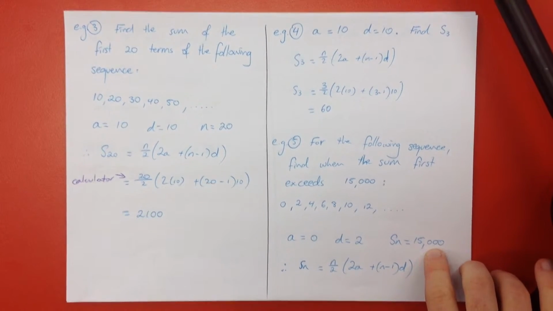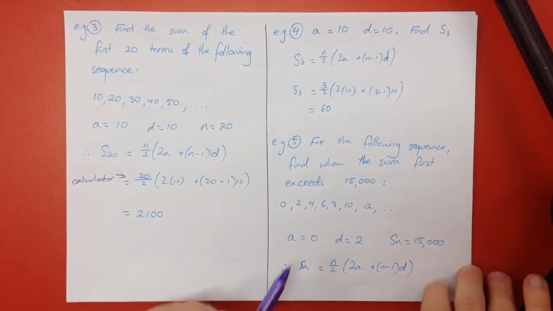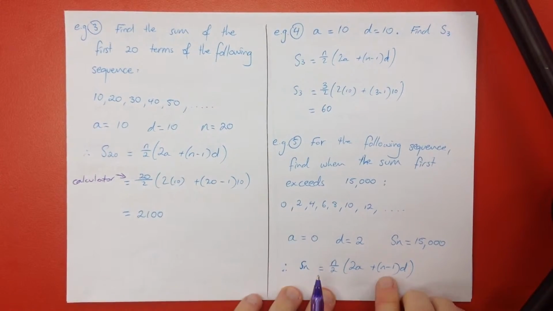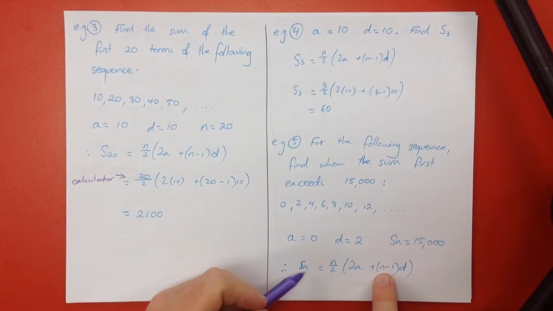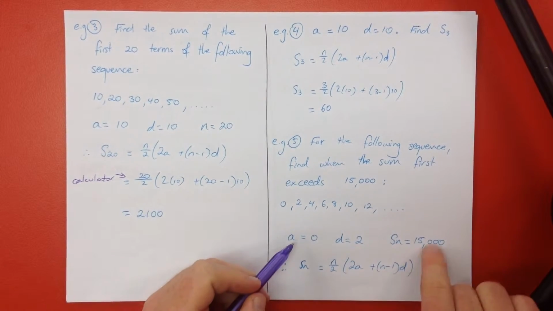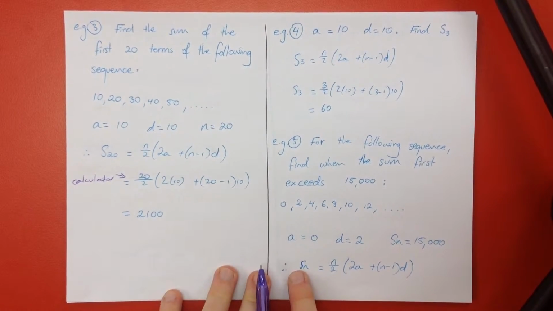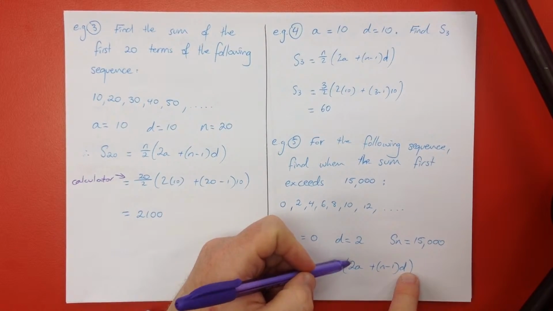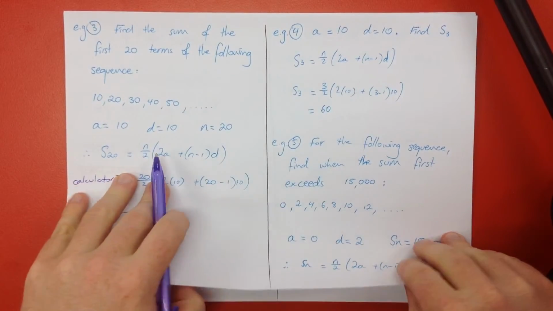Let's ask our calculator when the sum is 15,000. So we use this formula, but this time instead of putting in the n here and the n here, we want to know that. So we're going to put in this S_n instead, which is 15,000. So we're going to say 15,000 equals n on 2, 2a, and we'll put in the a, plus n minus 1, and we'll put in the d. Let's do that now.